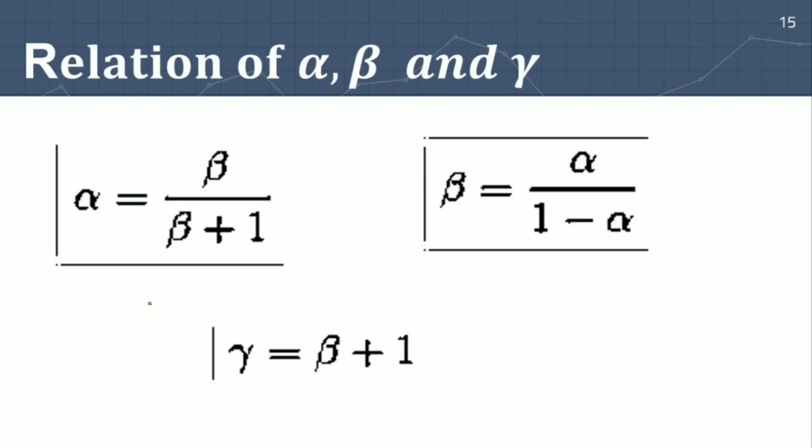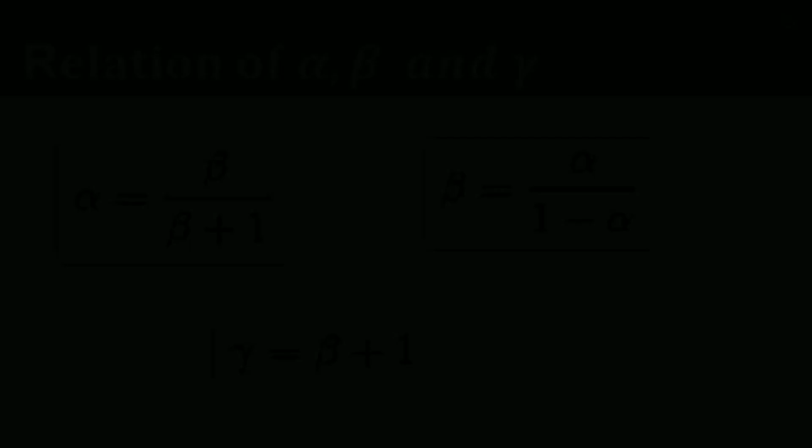Now coming to the relationship, alpha is equal to beta divided by beta plus 1, and beta is equal to alpha divided by 1 minus alpha, and gamma is equal to beta plus 1. These are the three relations that define the relationships between alpha, beta and gamma. You don't have derivations here, you just need to understand or remember these expressions.